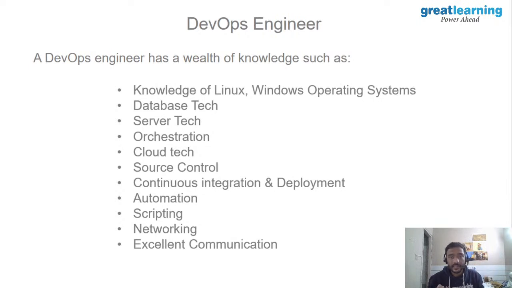You'll know Linux, you'll know the Windows operating system, you'll know database technology, you'll know server technology, you'll know orchestration, you'll know cloud technology, you'll know source control, continuous integration and deployment, you'll know automation, you'll know scripting, you'll know networking, you'll have excellent communication. So all of these things will come to you when you get into the field, when you start learning about it, but not before that, right? You start off with basically almost not knowing any of these things. If you know these things, it's a good plus, but you don't have to know them to start, because you will be learning all of these things. All right. I hope that was clear.